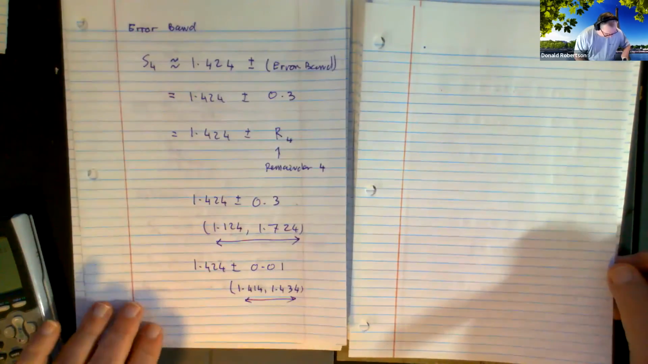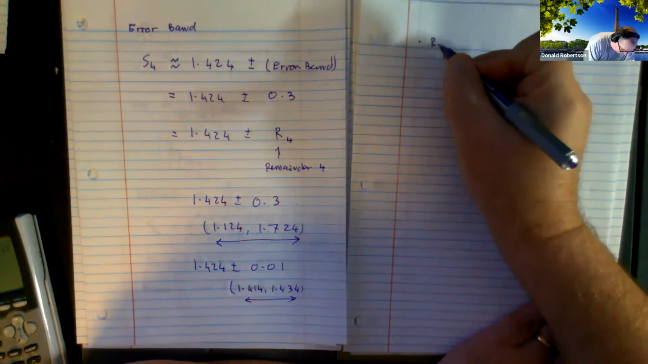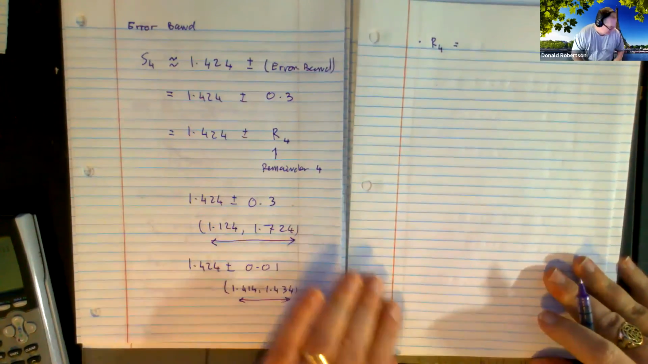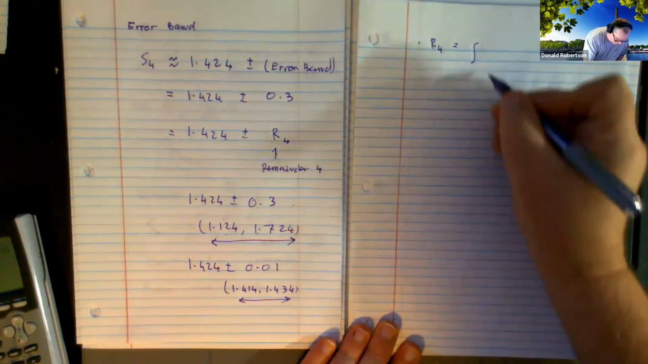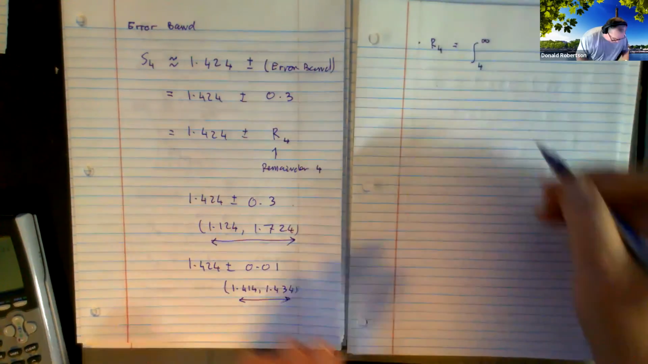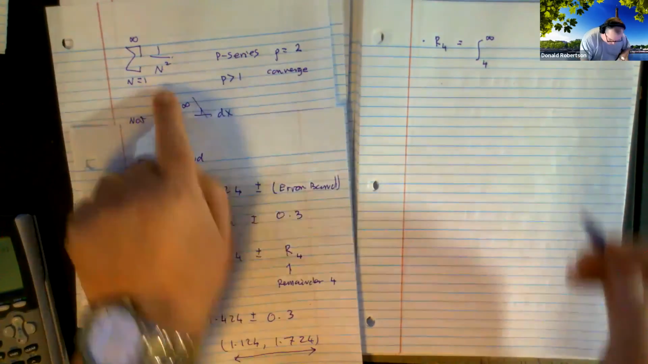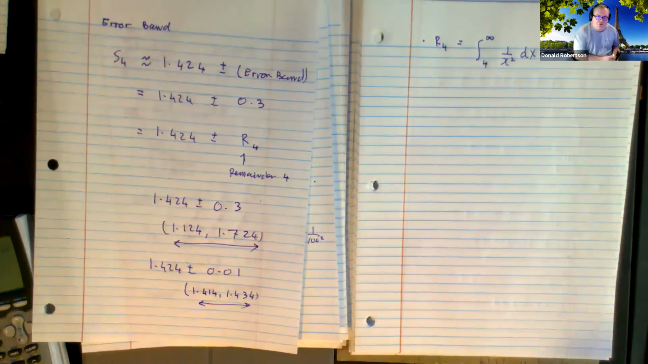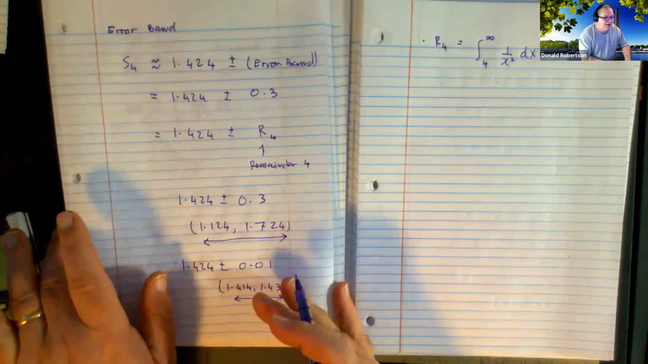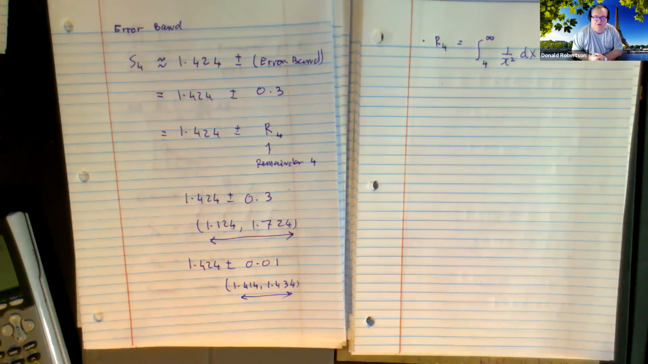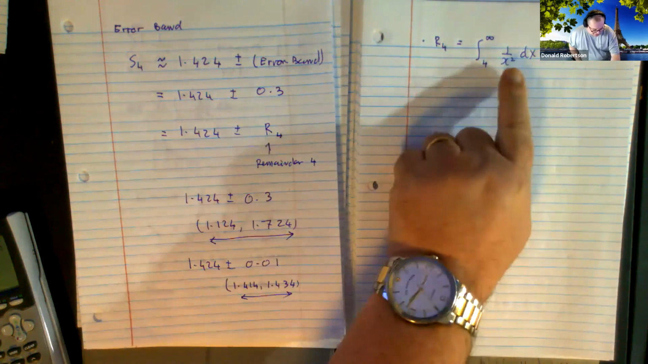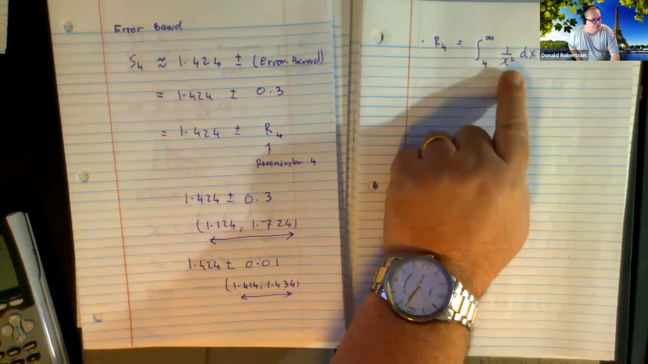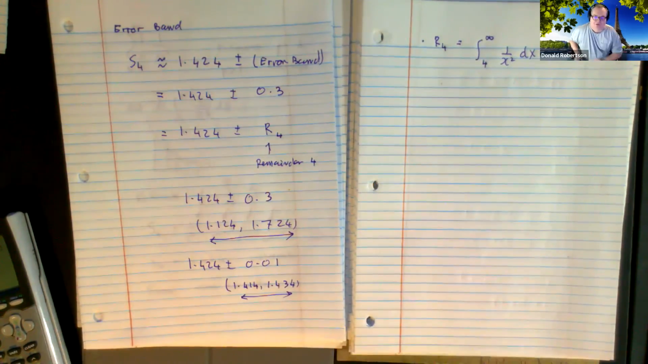So what is the formula for R4? It's the integral from 4 to infinity of this. So we do use the integral not to tell us what the thing adds up to, but the integral will tell us what the error is like. And it'll tell us the error is this number or less. So this is like the worst case scenario, right? It's definitely going to be this number or less.